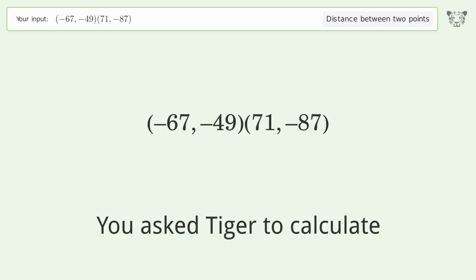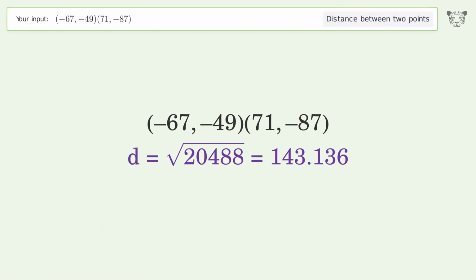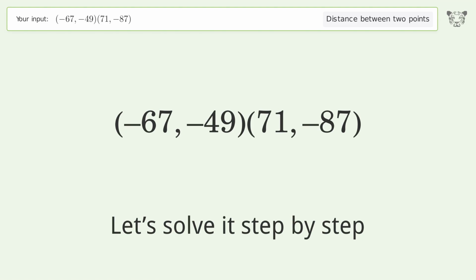You ask Tiger to calculate. This deals with the distance between 2 points. The distance between the 2 points is the square root of 20,488, or 143.136. Let's solve it step by step.